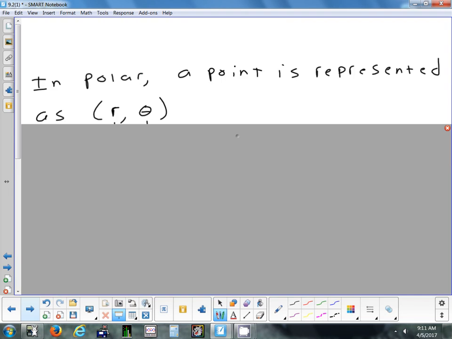So in polar, we call the first part r and the second part theta. Anyone have a guess what r stands for? Yeah, it's a radius. And how about theta? It's an angle.